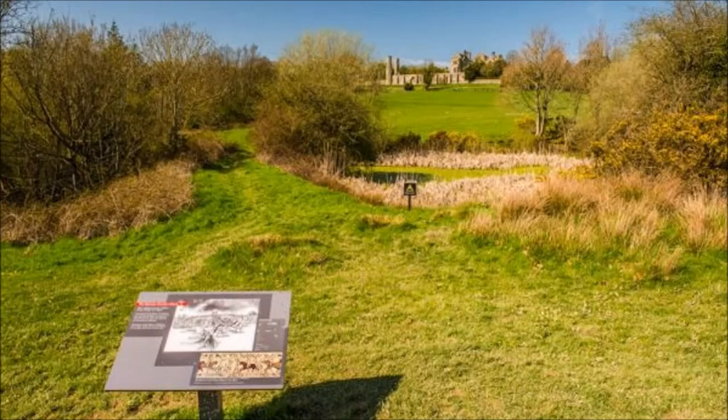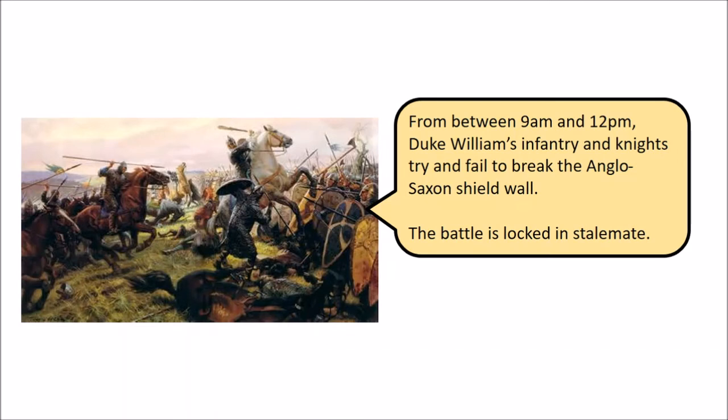Now, the battle began at 9 in the morning, and William ordered his infantry and his knights to charge the shield wall. As you can see in this artist's impression, that is exactly what they did, but they failed to break the shield wall. For 3 hours, between 9 in the morning and 12 in the afternoon, William's army tried and tried and tried, infantry, knights, archers, infantry, knights, and archers, trying to break through the shield wall, but they couldn't do it. It was locked in stalemate. This would suggest that both armies were equally matched.